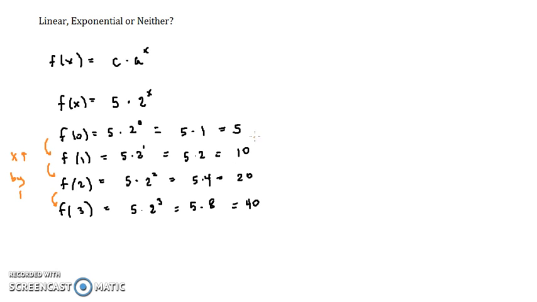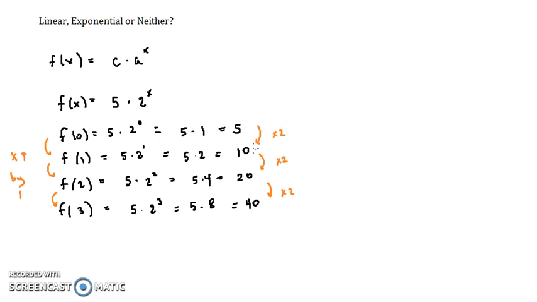And what is happening to our y values? We go 5, 10, 20, 40. Our y values are doubling. Okay, so why are our y values doubling? Well, if you look in here, you might see it. Each time the exponent goes up by 1, we get another factor of 2. So each time we multiply by 2, and that gives us our doubling.